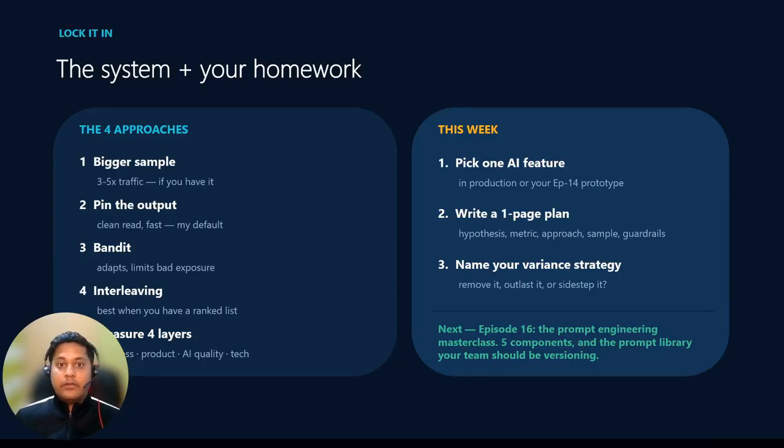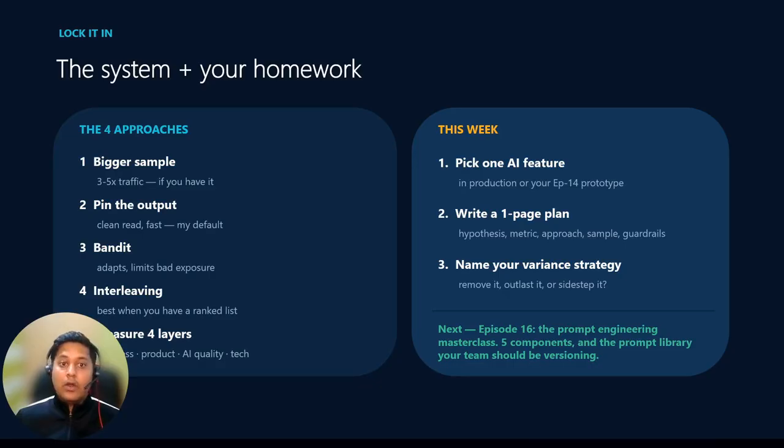Let's cite the four approaches in one breath. One, bigger sample, 3 to 5 times the traffic if you're lucky enough to have it. Two, pin the output for a fast, clean read. That's my default and where I would start. Three is multi-armed bandit when you are uncertain and you want to limit how many users see the worse arm. Four is interleaving whenever you have got a ranked list, right? Because it's the cheapest clean signal there.